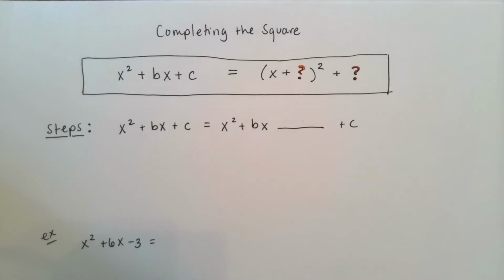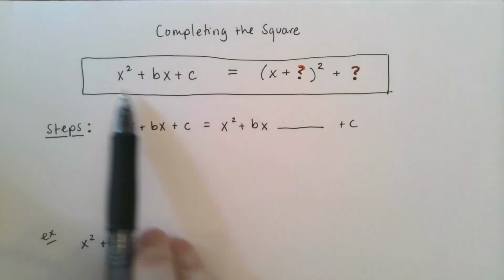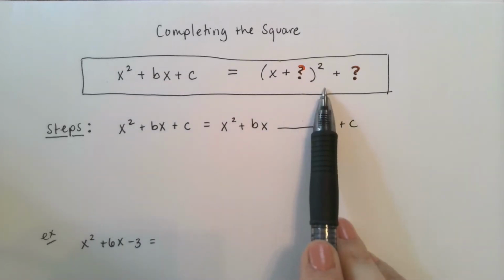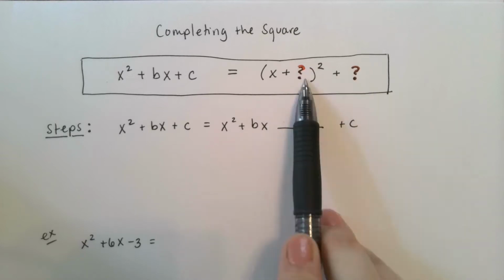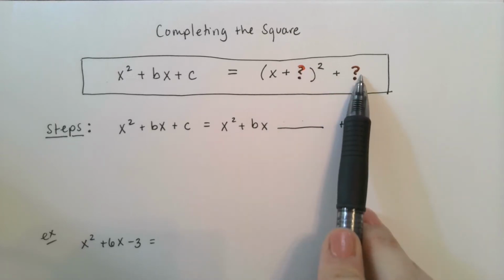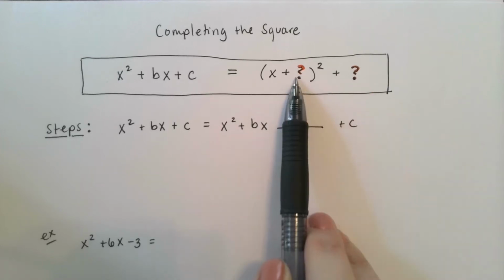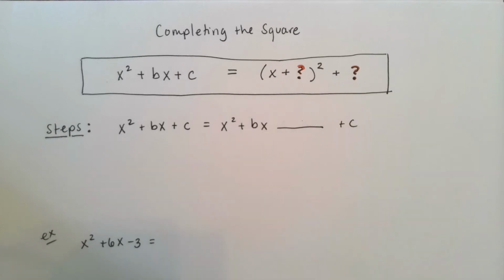Hi everybody, in this video we're talking about completing the square. Completing the square is the process of turning an expanded, standard form quadratic like this into this form here: x plus some number, squared, and then plus some number. So our goal is to come up with these two question mark numbers here. Notice that if either of these numbers is negative, then you end up with a minus sign in front. So this is just a general form with the positives.